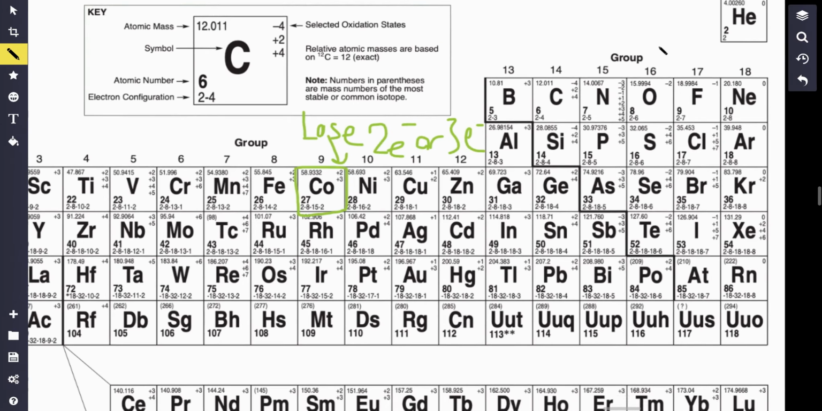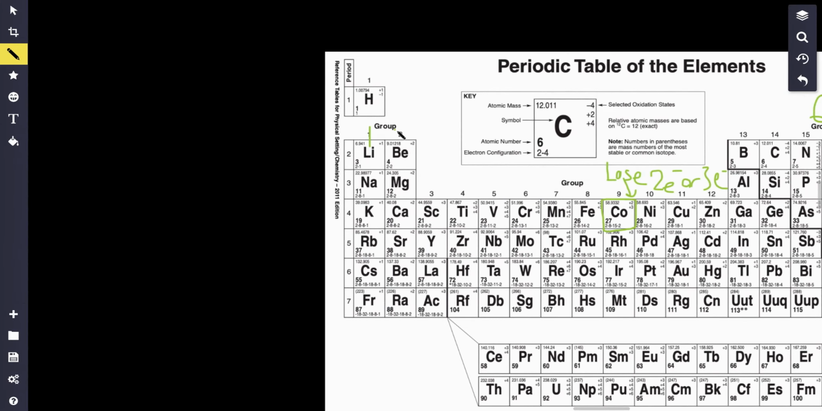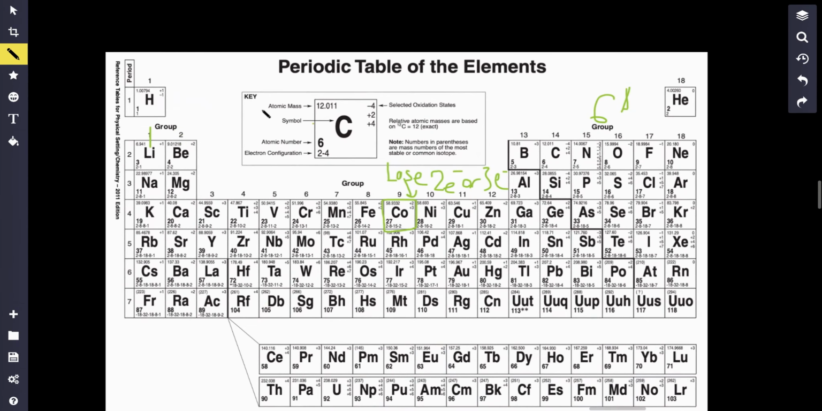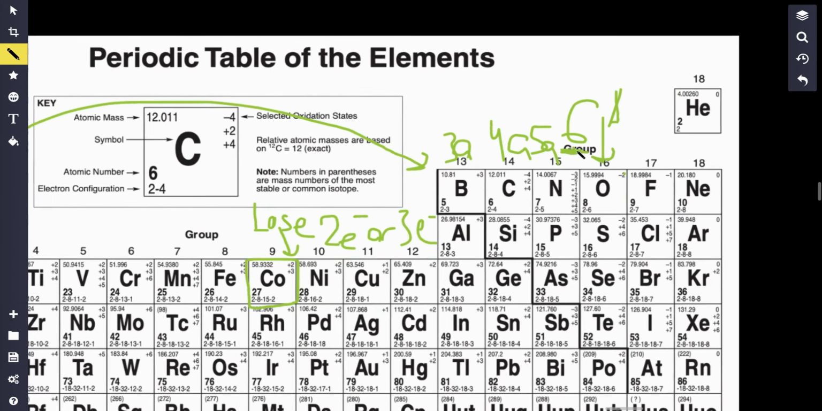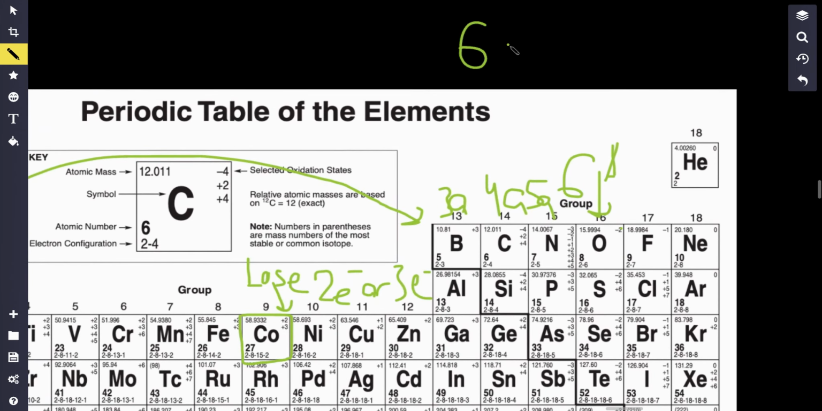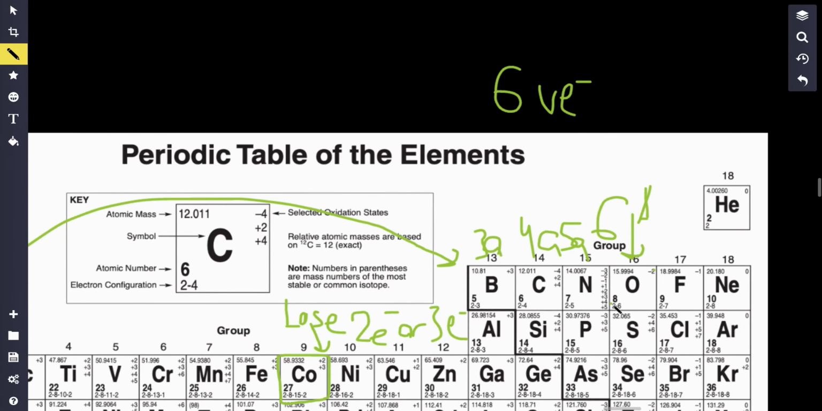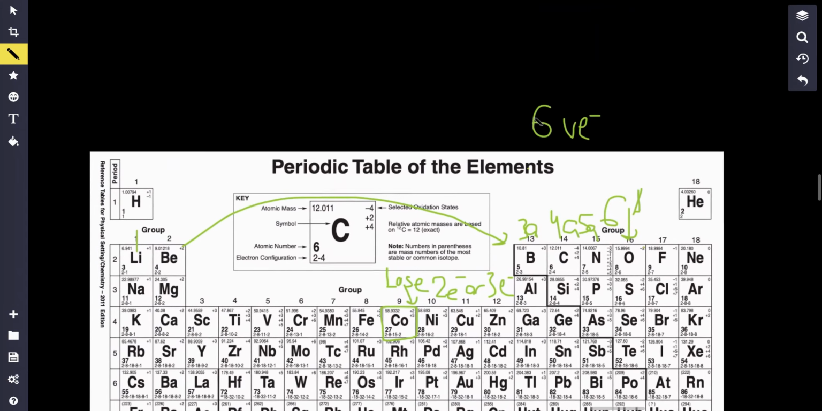Now remember that oxygen is in group 6A, right? If we name the groups, this is group 1, this is group 2, basically just columns in the periodic table. We skip the transition metals because the transition metals are funky. We have group 3A, group 4A, group 5A, and this right over here is group 6A. What this 6 represents is that oxygen has 6 valence electrons, meaning that oxygen has 6 electrons in the outermost shell.